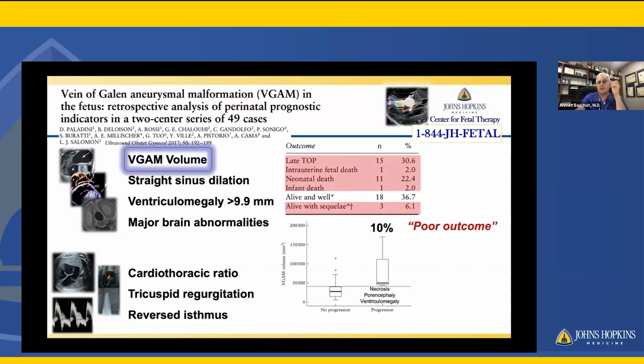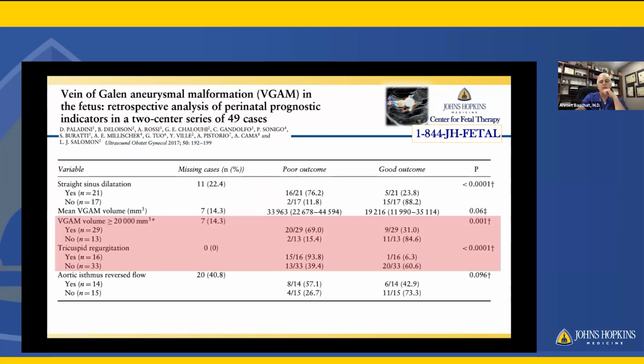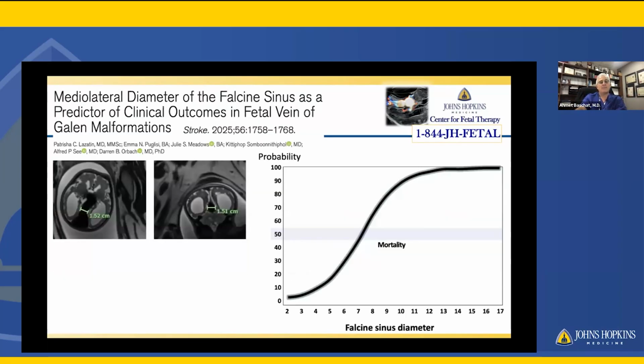Poor outcome in this study was defined as a composite variable of the ones highlighted here. And when they looked at their overall predictive model, the venous volume of the vein of Galen AVM and tricuspid regurgitation were really the most important stratifiers for patients that were likely to have a bad outcome. Straight sinus dilation was also important, but it wasn't further quantified in an absolute cutoff.